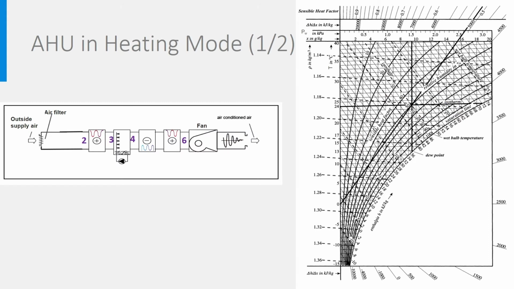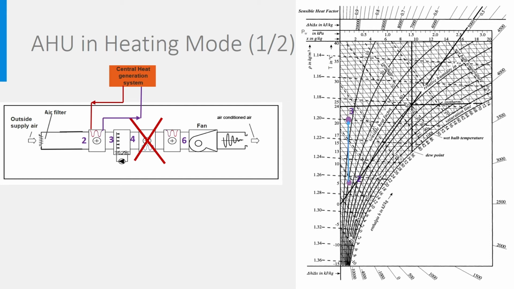Let's look now at the processes in the supply air and start with the heating mode. In the heating mode, the cooler is off. Only the first heater, the humidifier, and the second heater are used if needed. If solely heating is desired, the first heater is switched on and the humidification is bypassed. You see the process in the Mollier diagram going from 2 to 3.